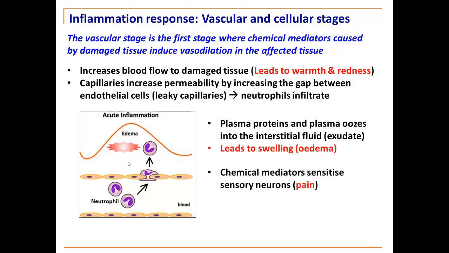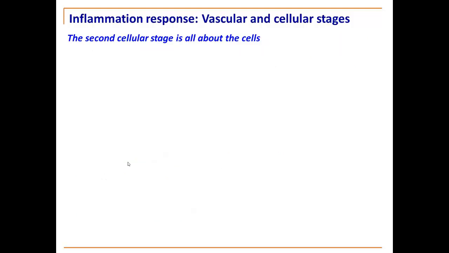And then we have chemical mediators that sensitize our sensory neurons, and that leads to pain. So all they're doing is sensitizing sensory neurons to increase the frequency of pain transmission to the brain for that same signal. So thinking about sunburn, you get acute inflammation because of a sunburn, you touch your skin and that causes pain, whereas normally it wouldn't. And that's because these chemical mediators have sensitized your nociceptors, your pain receptors. So that's the vascular stage.